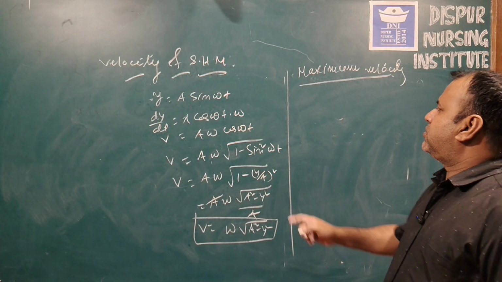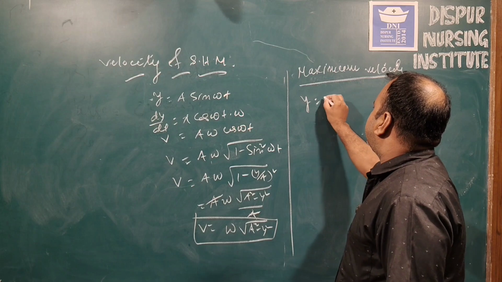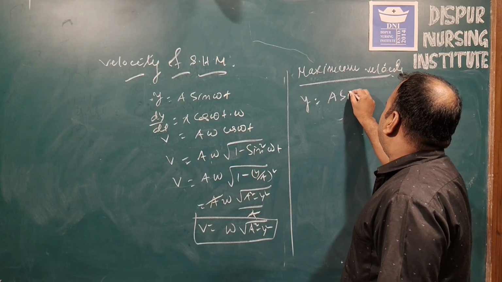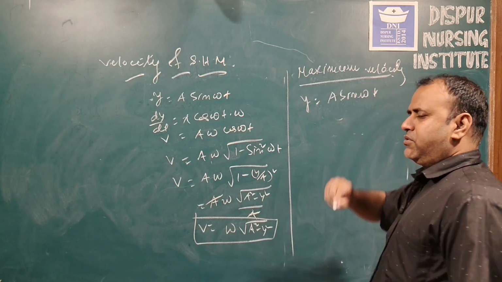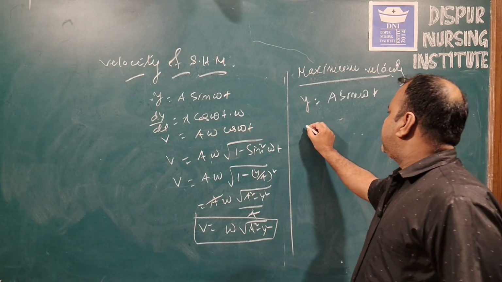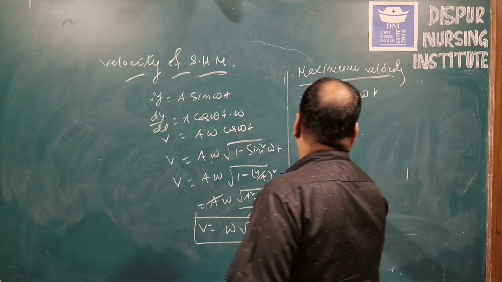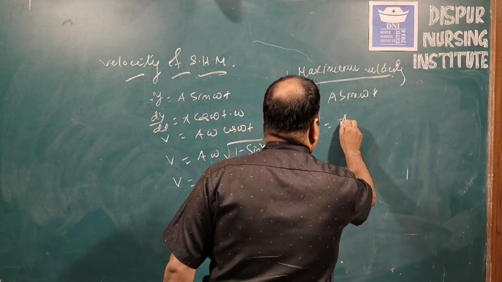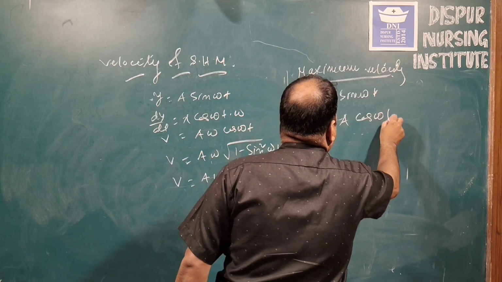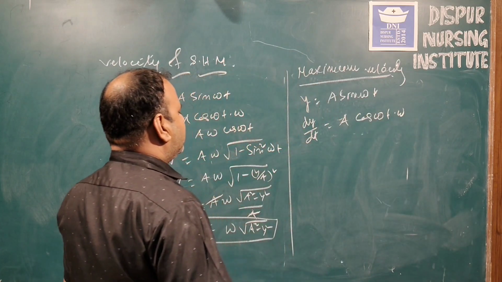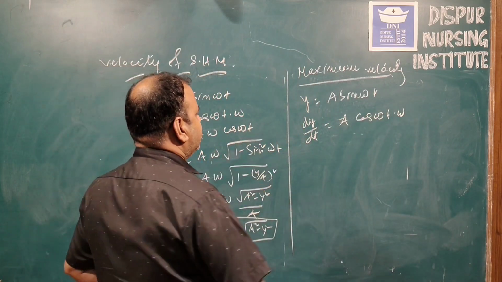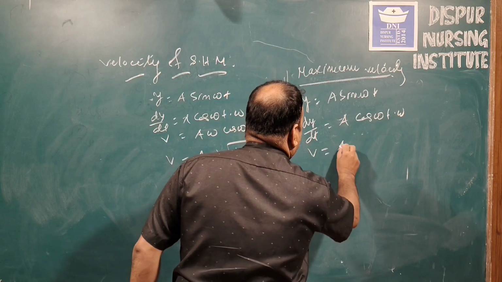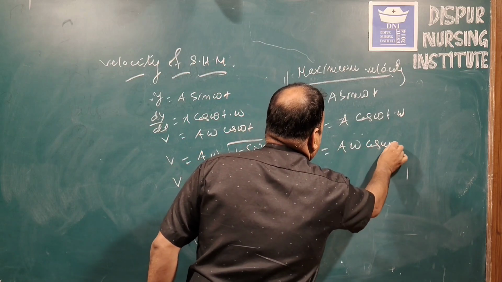So maximum velocity. Basically we are getting y is equal to a sin omega t. This is the normal equation given to you. So differentiate it, dy by dt. You can see dy by dt, so we can write a cos omega t into omega. In this case, dy by dt means velocity, a omega cos omega t.